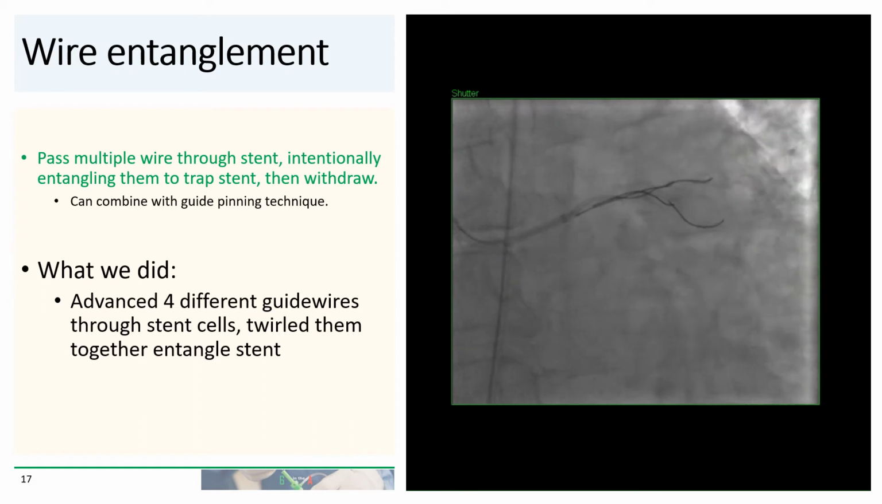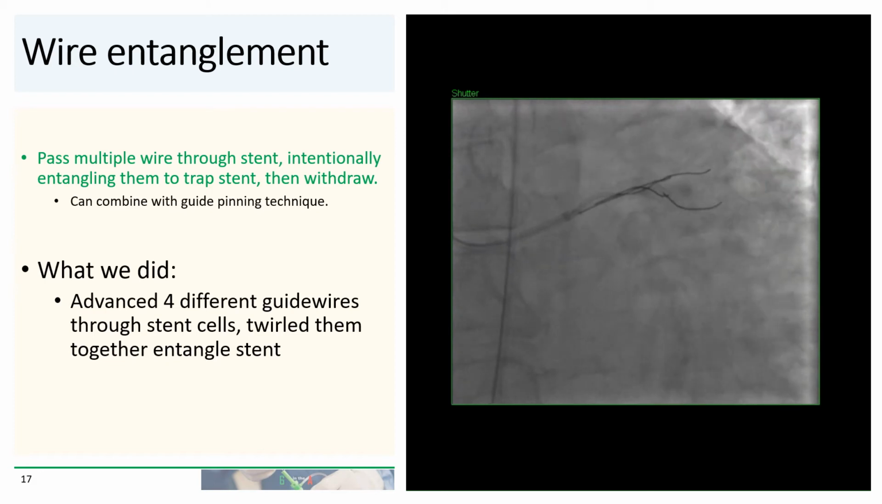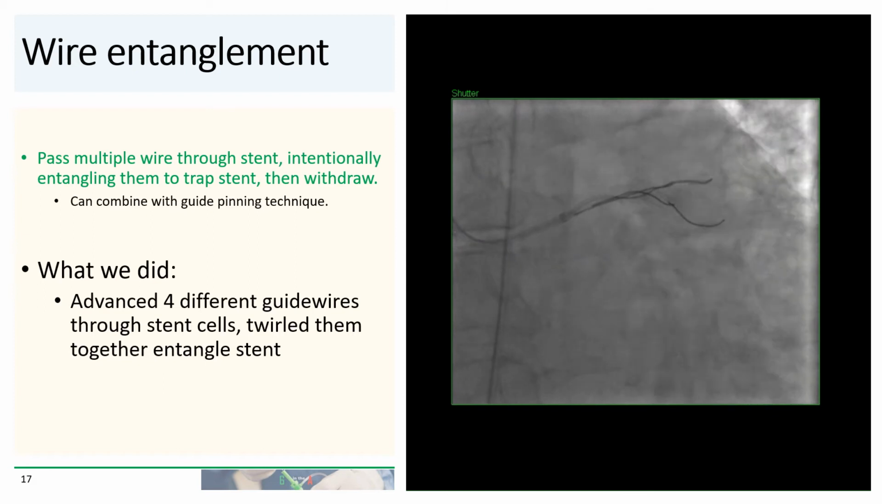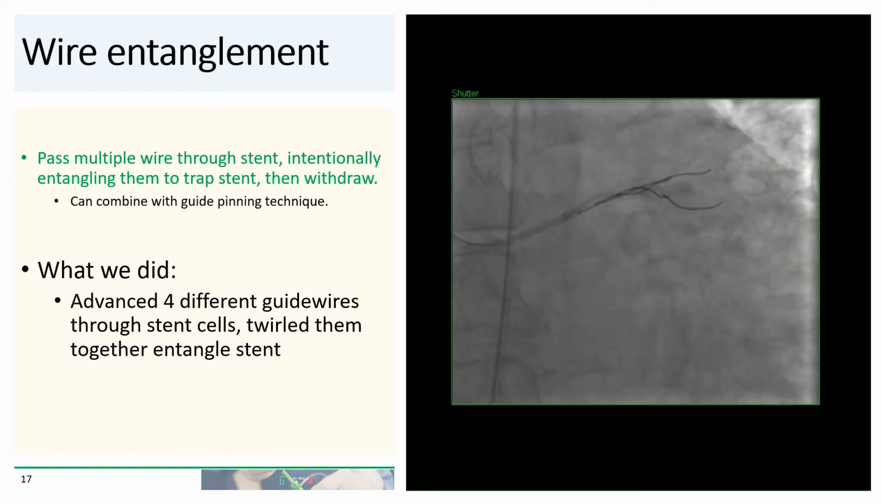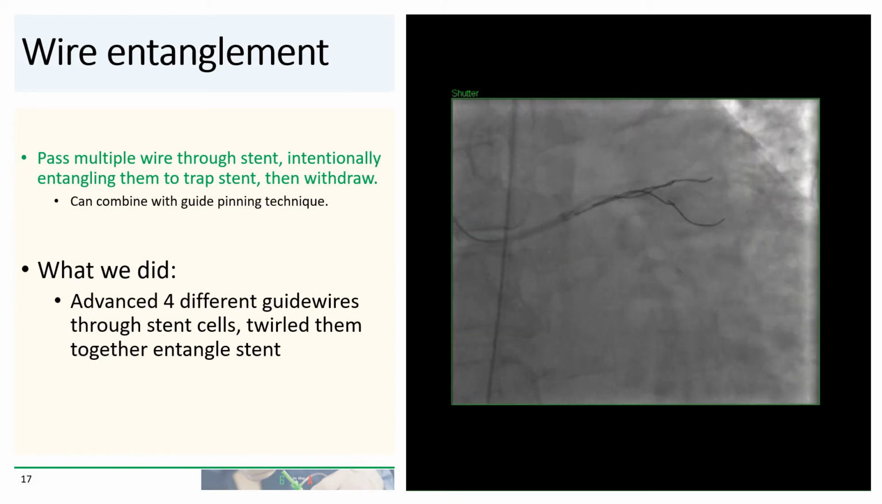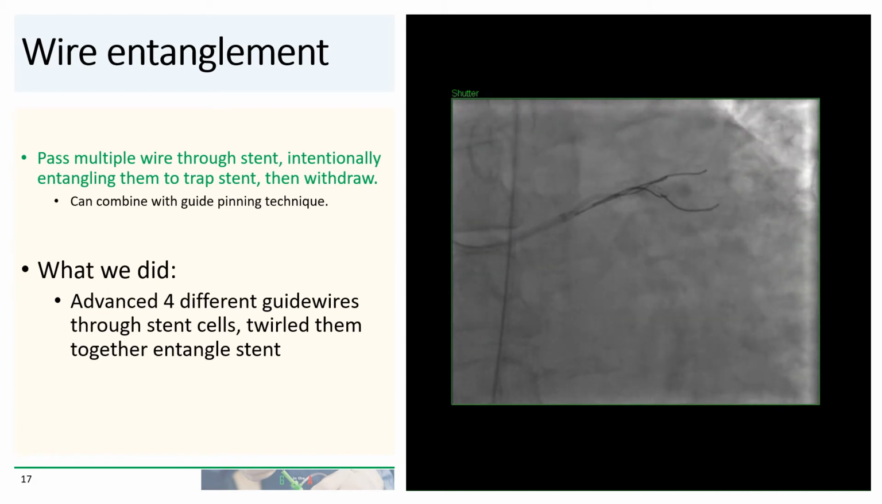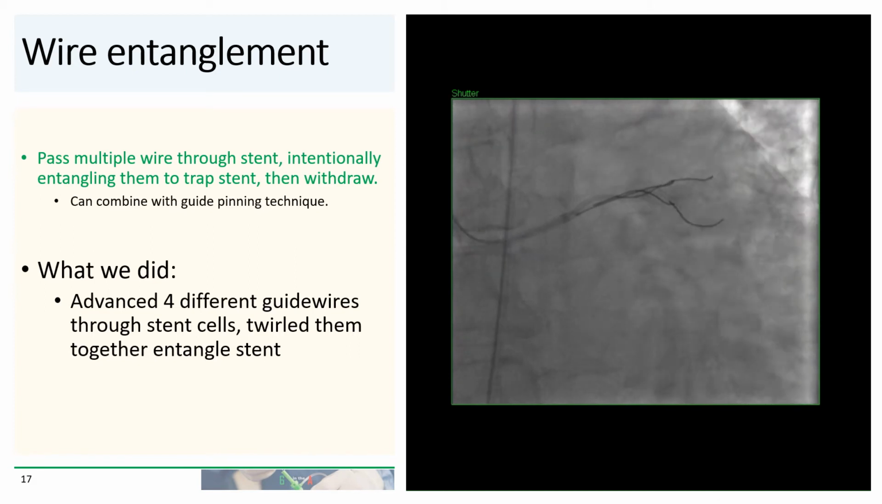We next attempted the wire entanglement technique, which is to pass multiple wires through the stent, essentially entangling them together intentionally to trap the stent and then withdraw the whole system. You can actually combine the wire entanglement technique with the guide pinning technique that we just described. So what we did is we advanced 4 different guide wires through the stent cells, twirled them together as much as we can to entangle the stent, and we tried to withdraw everything out.